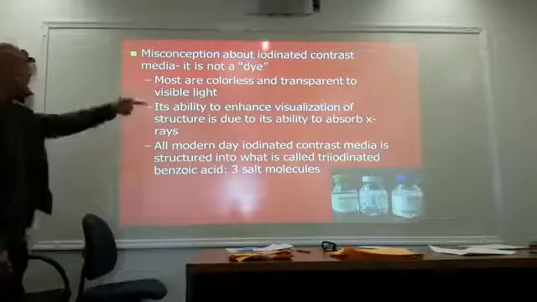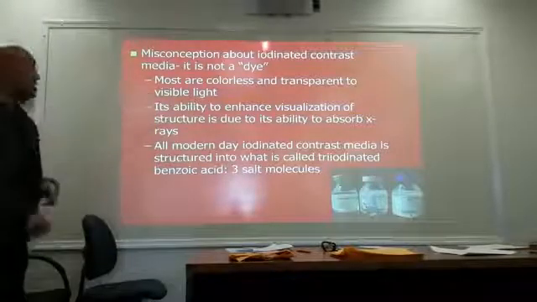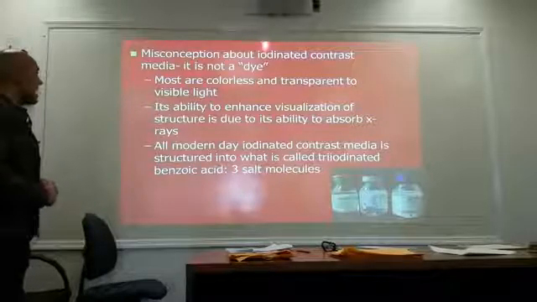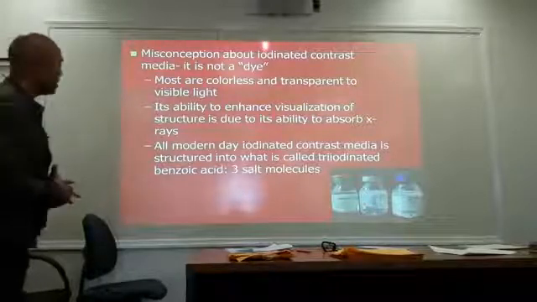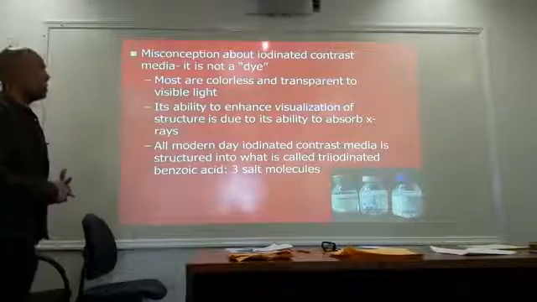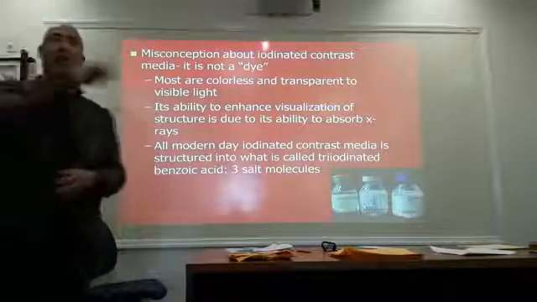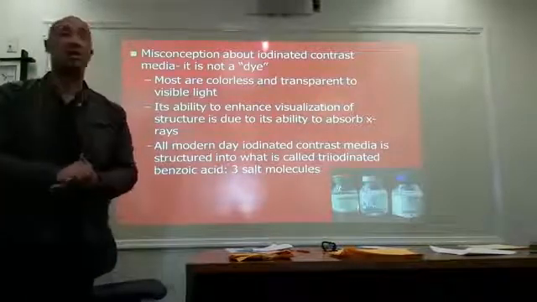Most are colorless and transparent to the visible eye. Its ability to enhance visualization of the structures is due to its ability to absorb X-rays. Remember, iodine has atomic number 53.